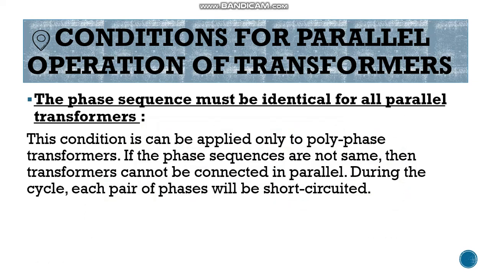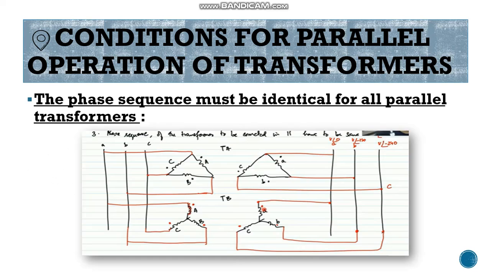Third, the phase sequence must be identical for all parallel transformers. This condition can be applied only to polyphase transformers. If the polyphase sequences are not same, then transformers cannot be connected in parallel. During the cycle, each pair of phases will be short-circuited. So this is only applicable to polyphase transformers.